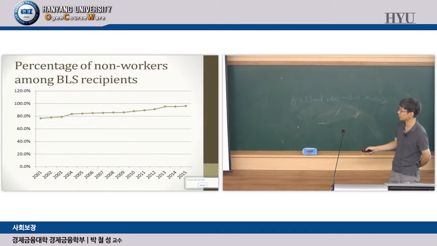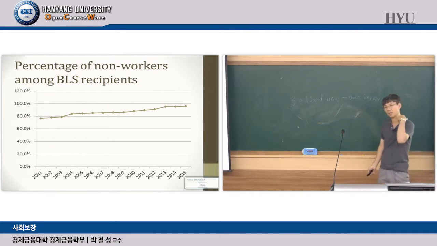At first, at the very beginning of the BLS program, non-workers was below 80%, meaning that about 1 out of 5 recipients was working. Now it's basically none. Probably 1 out of 100. Okay, what does it mean?